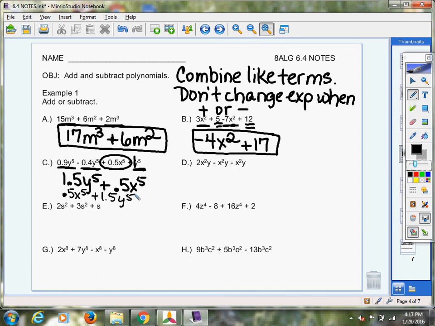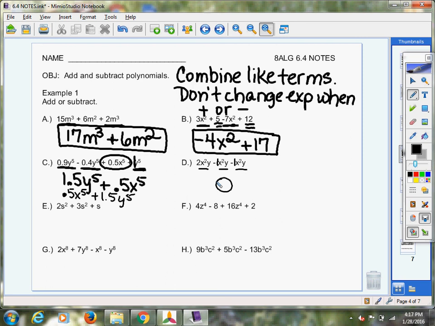All right, let's look at letter D. We've got x squared y and x squared y, so all three of them are like terms. It is important that you show yourself that there are ones in front of those other x squared y's. So you've got 2 minus 1, which is 1, and then 1 minus that last one is 0. Well, 0 times anything is 0. So you don't need to show the x squared y, because the coefficient is 0 and anything times 0 is 0. So we'll just 0 that out.